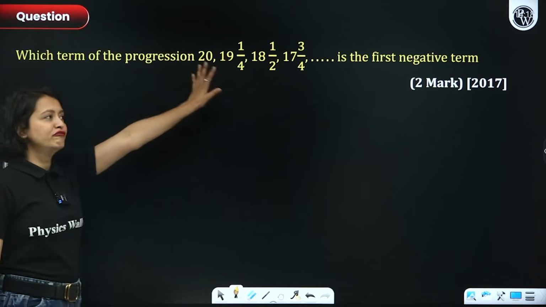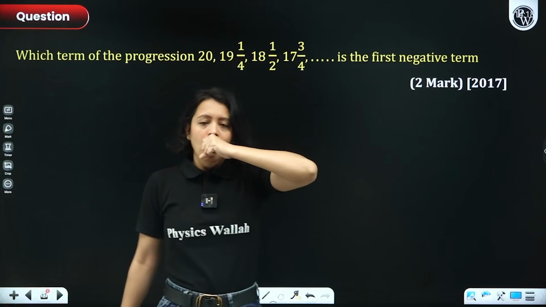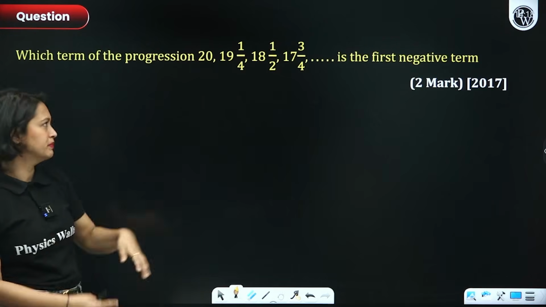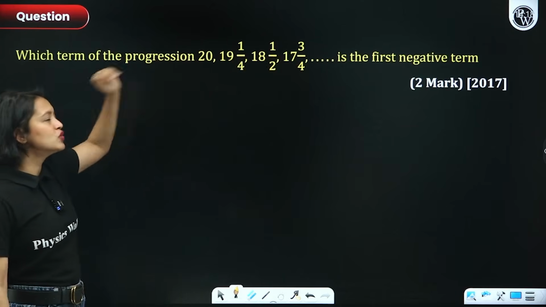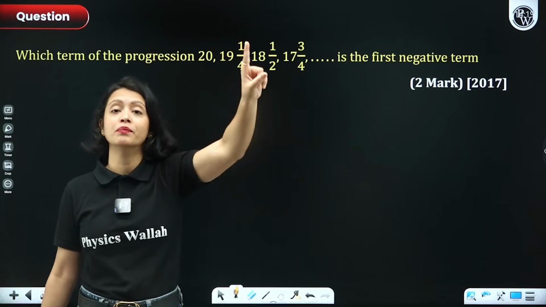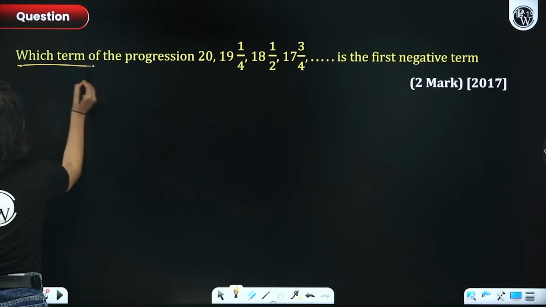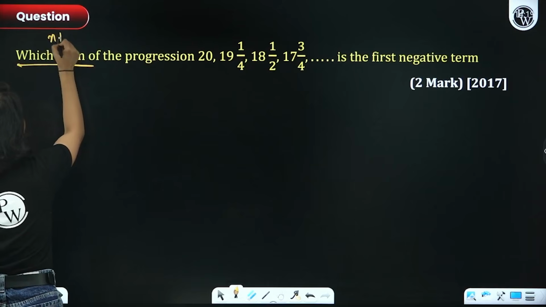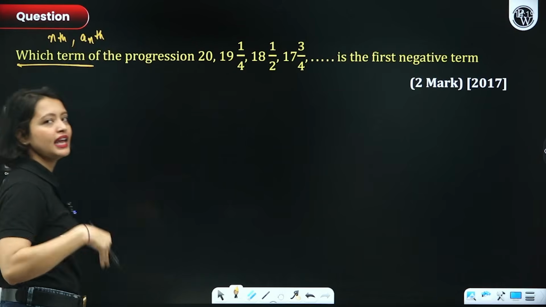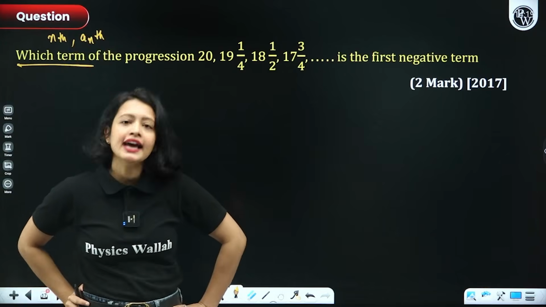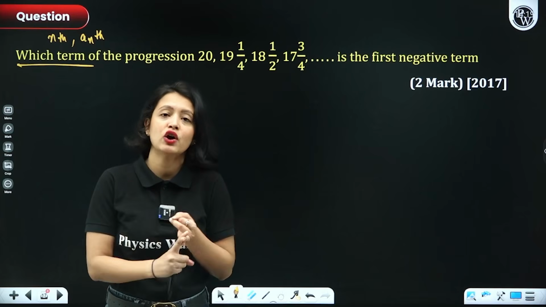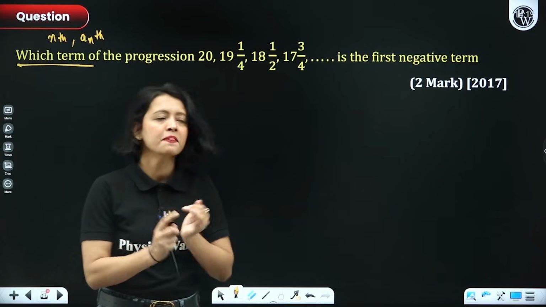Very interesting question, guys. Please pay attention here. The question is very simple and an AP is given. The question is: which term of this AP will be the first negative term? That means we have to find the value of n, and just to be on the safe side, we will figure out an also. Please do that.